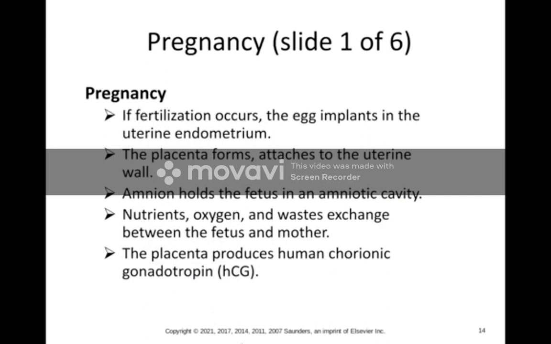So, as I said, if fertilization occurs, the egg implants in the uterine endometrium. The placenta forms and attaches to the uterine wall. The amnion holds the fetus in an amniotic cavity. Nutrients, oxygen, and wastes are exchanged between the fetus and the mother. The placenta produces human chorionic gonadotropin, commonly referred to as HCG.